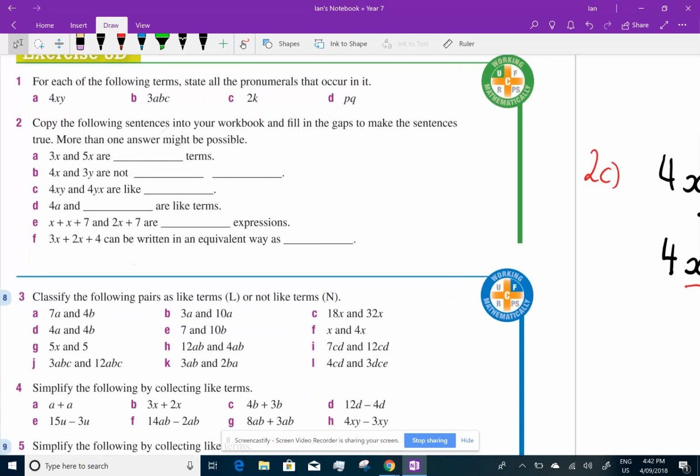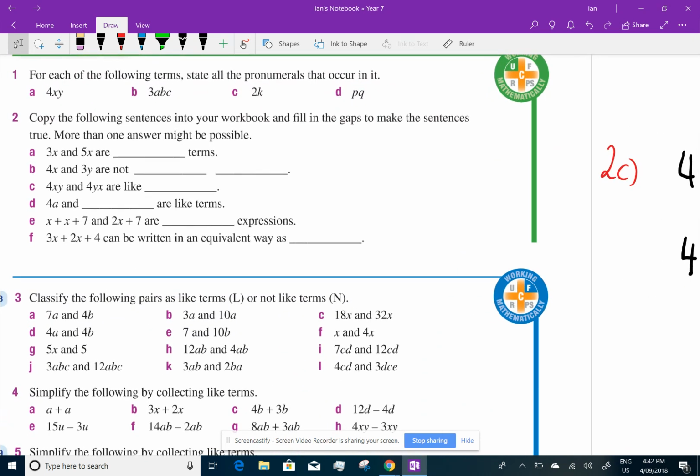And with D, you have to make up your own. Equivalent expressions with E. These two are equivalent expressions. Equivalent, which means exactly the same expression.